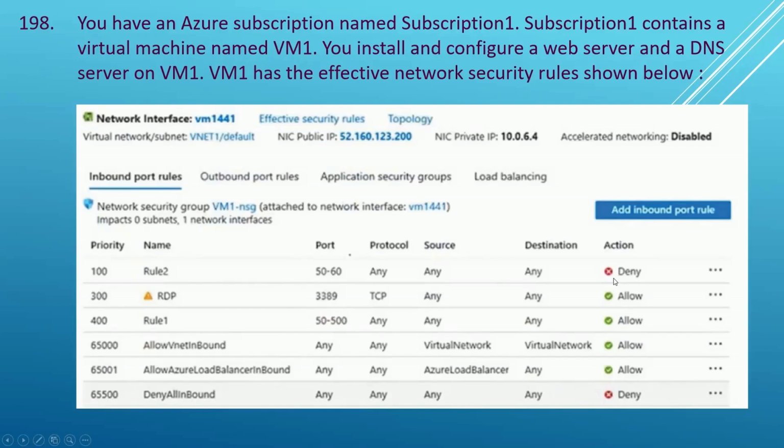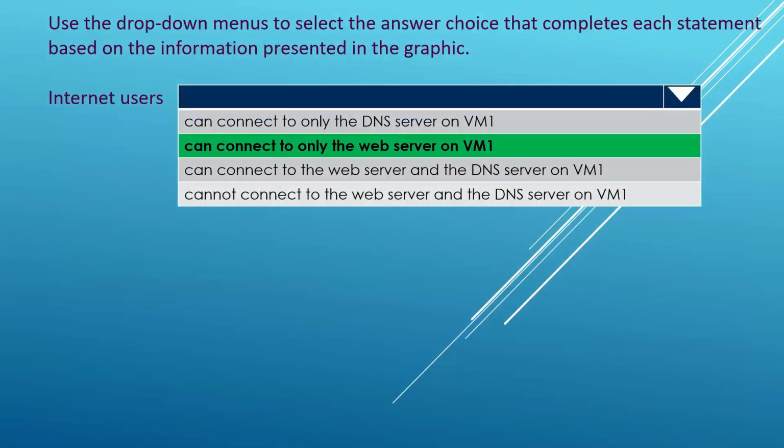Let's now look at whether the web server will be accessible or not. You would already know web server is at port 80 and 443, which lies within the rule 1 range, because it defines ports 50 to 500 and the action is set to allow. That means the connectivity for the web server will be allowed. Now there is a deny all inbound rule, but its priority, you can see, is 65,500, but it will not be evaluated because rule 400 will allow the connection, so it will not come into the picture. That means the correct answer here would be can connect to only the web server on VM1.